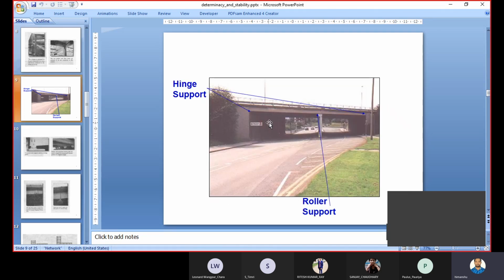See, there is a hinge support. Because this picture is not clear, it is not visible where the hinge is and where the roller support is. But generally you will find a hinge and a roller support in the case of bridges. And if you want to see a hinge support, just see your door. The support by which your door is connected is also a hinge.